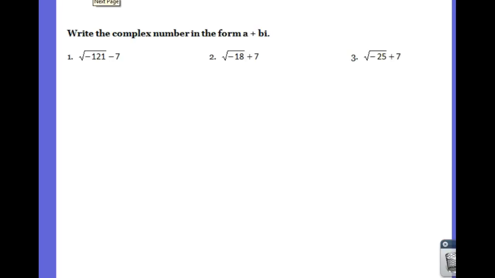So let's rewrite some numbers. Let's take what we've done. We've done lots of square roots, and we've done lots of simplifying. So let's simplify these square roots. Some have negatives, some don't. Some have i's, some don't.